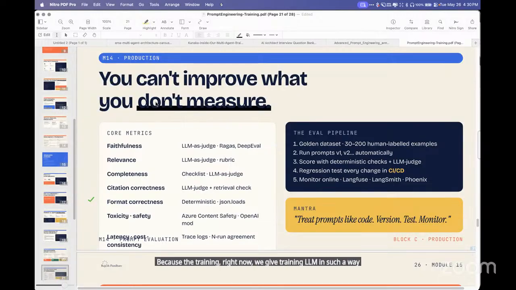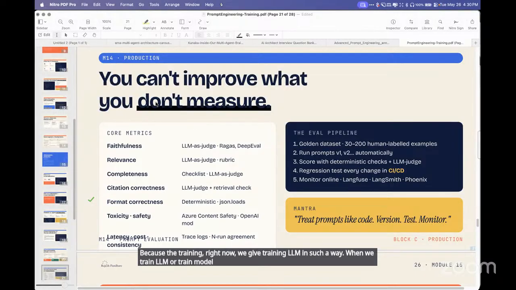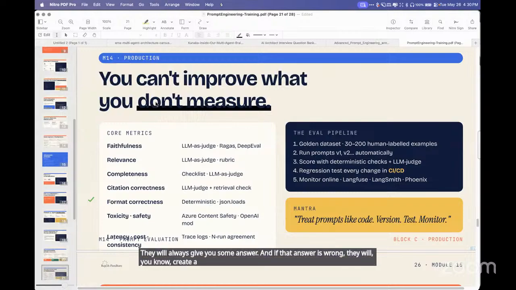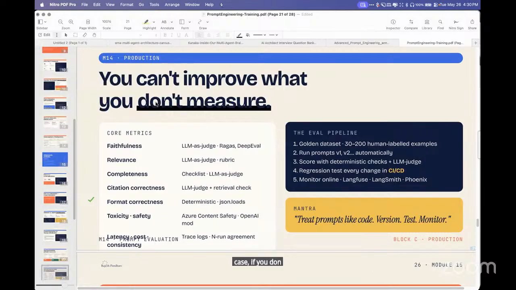When we train an LLM, we train our algorithms and models in that way, and that's why an LLM will never say no to any question you ask. They will always give you some answer, and if that answer is wrong, they will create a whole world to prove to you that the answer is correct. And if you don't know the correct answer, then you will get fooled easily by the LLM.